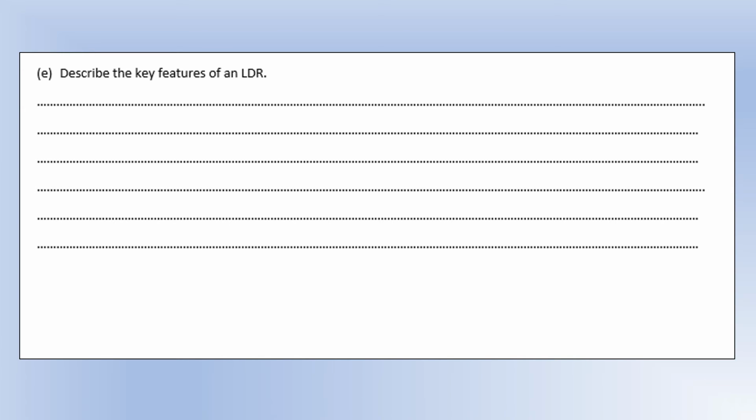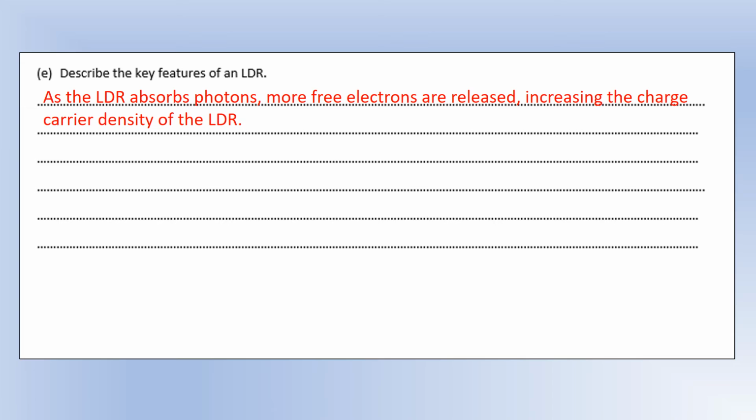Okay, so now taking a look at an LDR. So we looked at one semiconductor earlier, the thermistor, and in a thermistor, as you increase the temperature, you decrease resistance. An LDR is very similar, so as the LDR absorbs more photons, more free electrons are released, which increases the charge carrier density of the LDR.